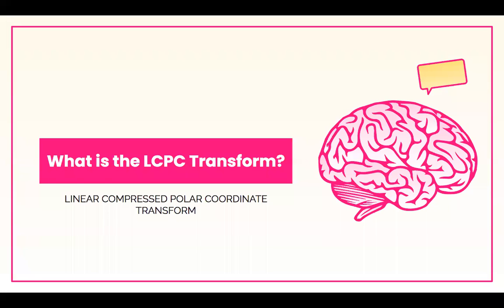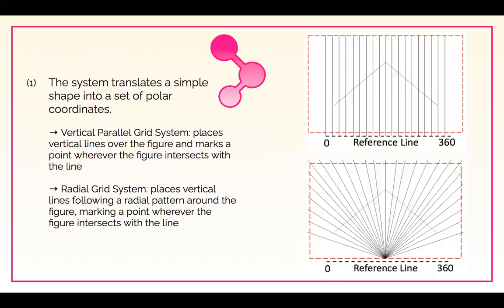So as I just mentioned, Chapter 1 of the handbook focuses on explaining the LCPC transform, which stands for the Linear Compressed Polar Coordinate Transform. So the first step in this process involves the translation of a simple shape into a set of polar coordinates. This can be achieved through two separate approaches.